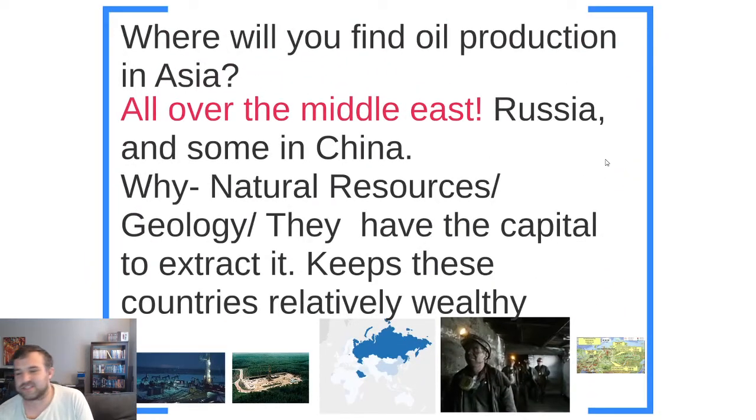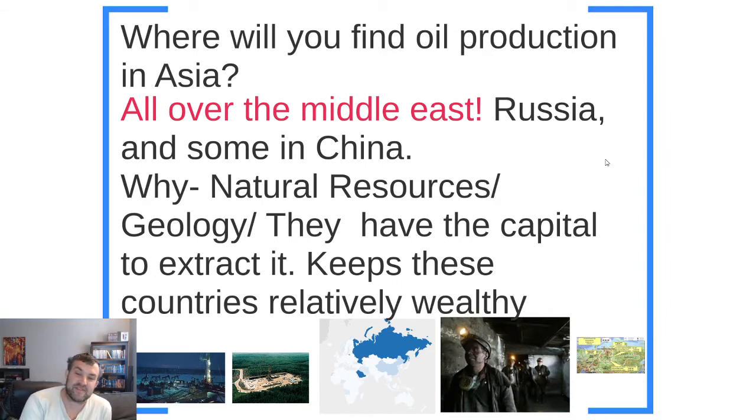Okay, now let's go through all the places where comparative advantages should be had in Asia. Where will you find oil production? All over the Middle East. There's a ton of great oil spots in the Middle East. People can just pump oil right out of the ground there. Also Russia and some parts of China, but in China it's really, really tiny. Why? Just the geology of those parts of the world. They got oil and other people don't. It's just the luck of the draw.